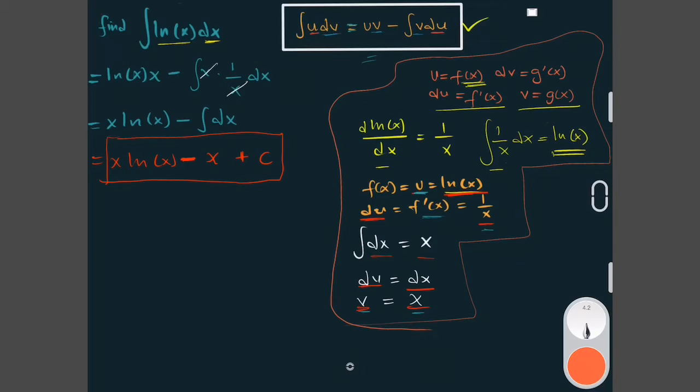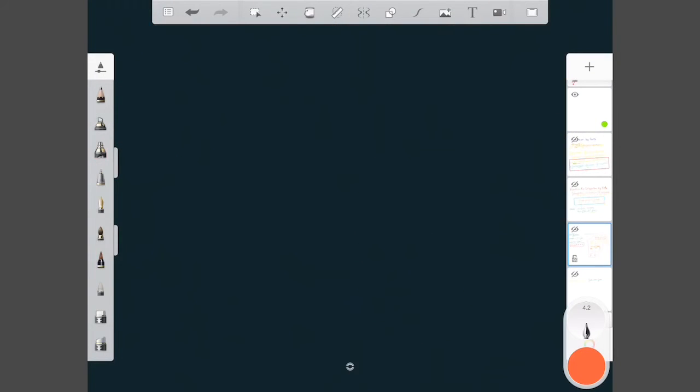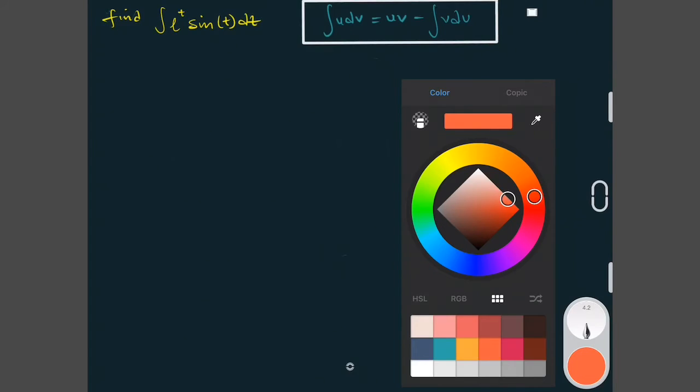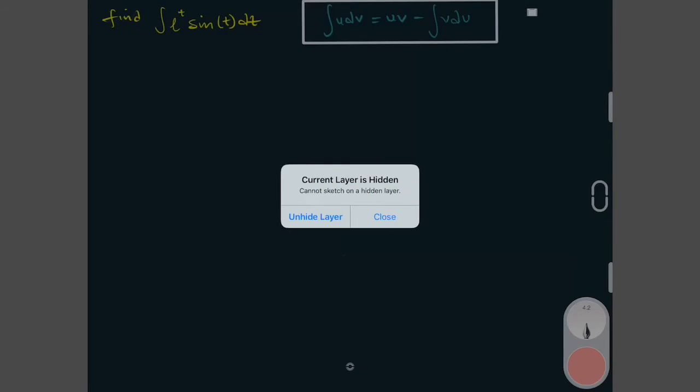So let's take a look at another problem. What if we were given a problem like this, say we actually had two functions.